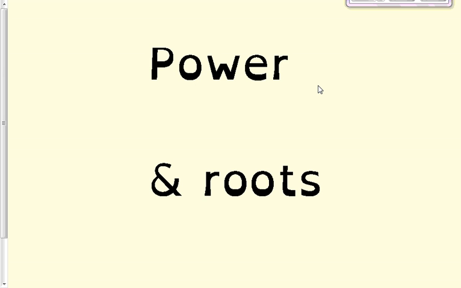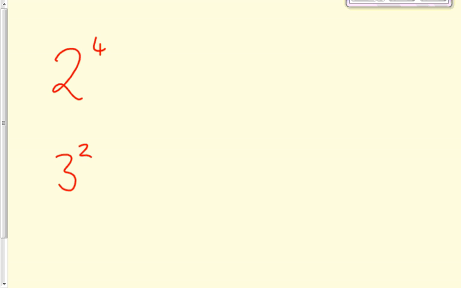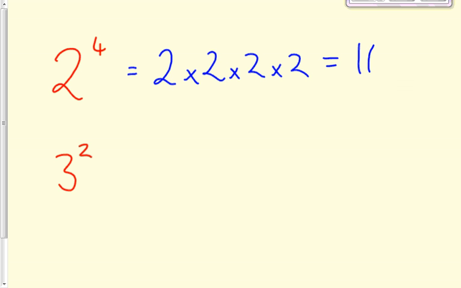In this talk, I'll be showing you powers and roots and explaining how they're used. So our first question is 2 to the power of 4. Now this means 2 times 2 times 2 times 2. So our base number is 2, so it means 2 times by itself 4 times, which 2 times 2 is 4, times 2 is 8, times 2 is 16.